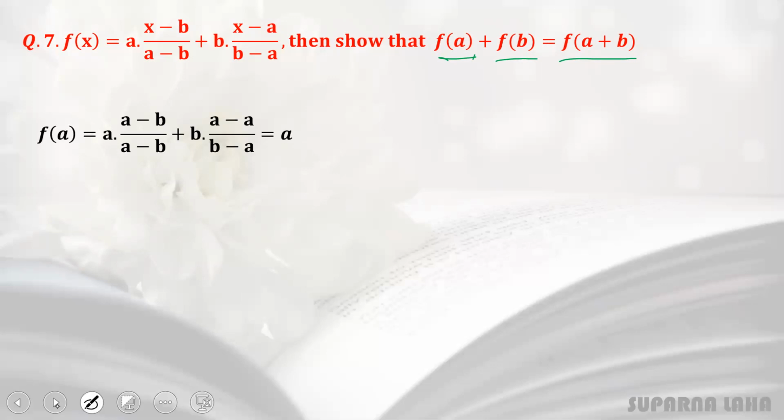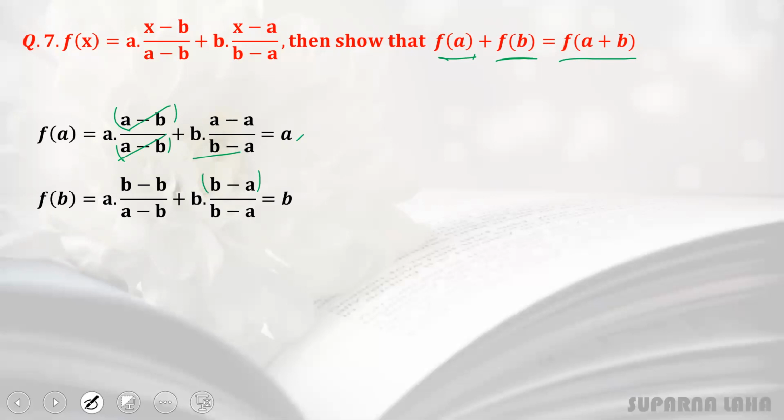Okay, so a minus a is 0, so that term will vanish, and since a minus b is the same factor in numerator and denominator, it cancels, and you find this is equal to a. Now find f(b). Put b in the place of x. So the b minus a cancels, and b minus b is 0, so that term will vanish, and the only remaining term is b.